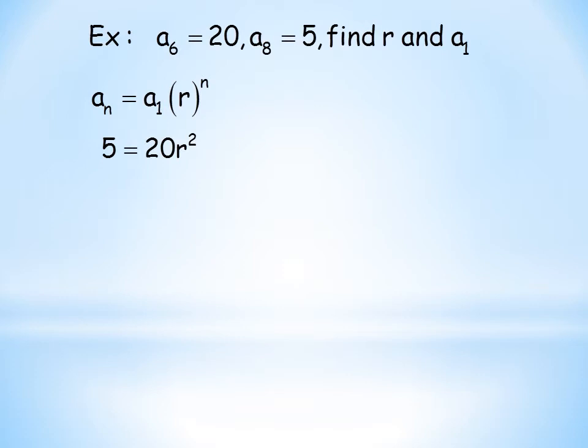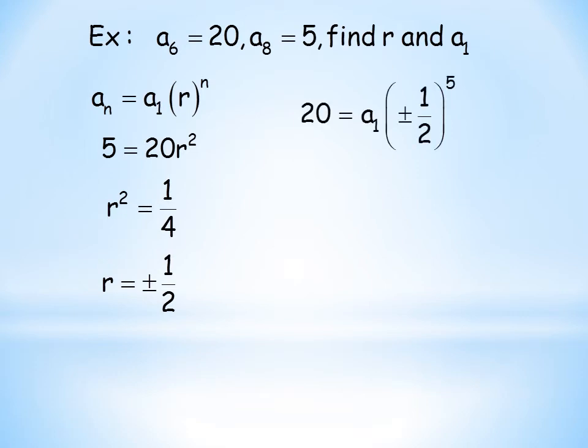My first term would be 20, and since I have 3 terms, n minus 1 would be 2. Solving this equation, I have r squared equals 1/4, so r is plus or minus 1/2. So I cannot tell whether I am incrementing by a half or negative a half.